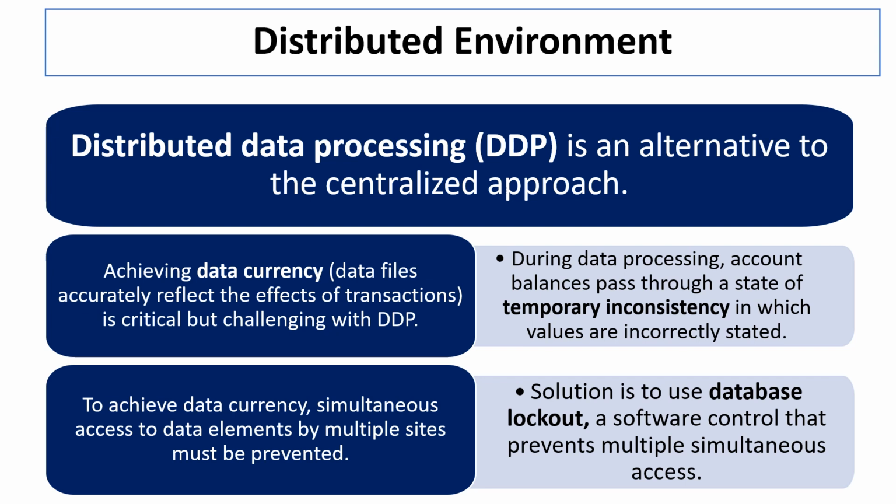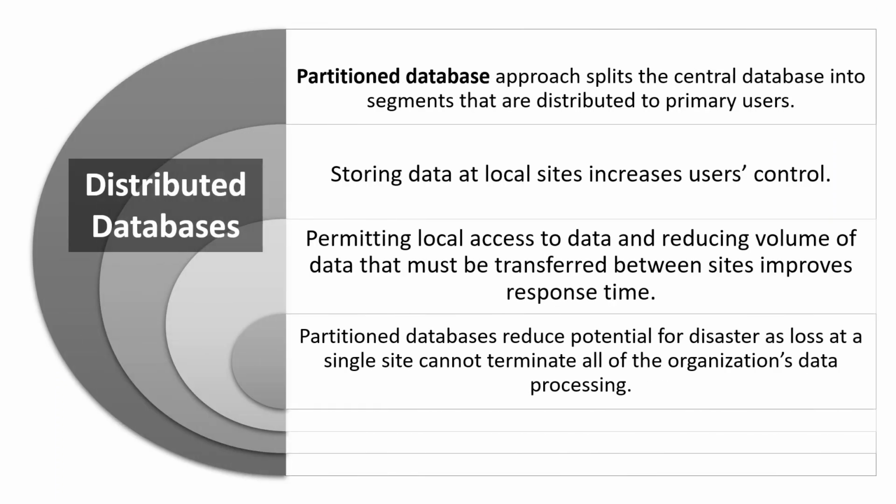Database lockout is a software control that prevents multiple simultaneous updates in the distributed database. The partitioned database approach splits the central database into segments that are distributed to primary users. Storing data at a local site increases users' control, permitting local access to data and reducing the volume of data that must be transferred between sites, which improves the response time.